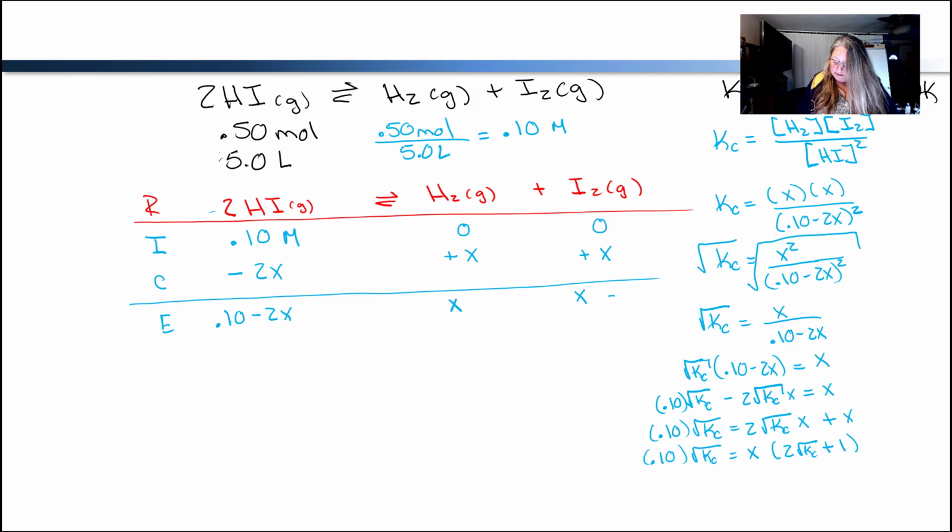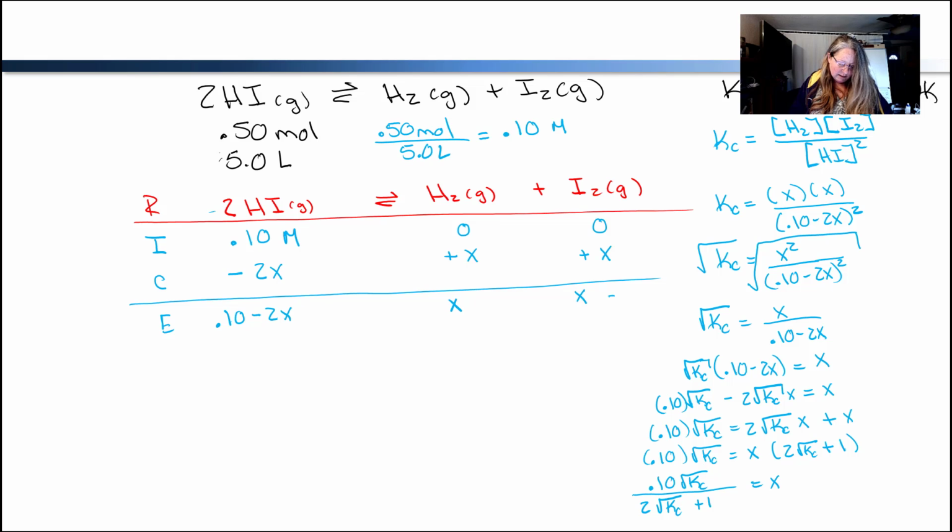And now finally we're ready to solve for x. So 0.10 times the square root of Kc, I can move this entire term over to this side. So I get x equals 0.10 times the square root of Kc divided by 2 root Kc plus 1. Now I can put my numbers in. So I'm going to have, let's say, 0.1 times the square root.